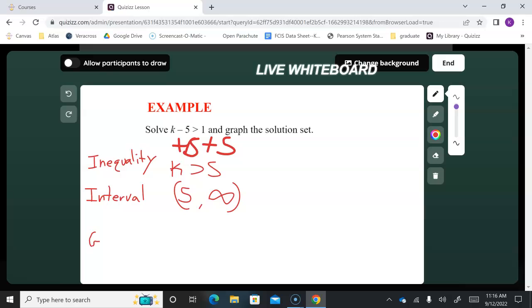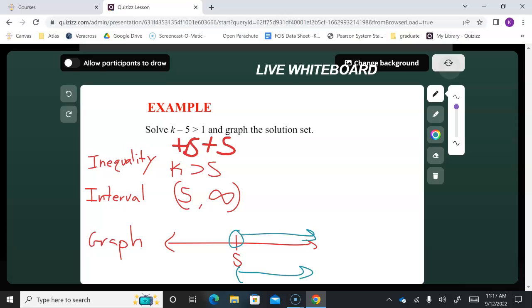All right? Graph. My critical value is 5. It's the only one I need. What type of circle am I going to use? Open. Which way am I going to shade? To the right. Okay? Your textbook will use the parentheses. Same thing. Okay? Inequality, interval, graph. We good? Okay. Questions? All right?